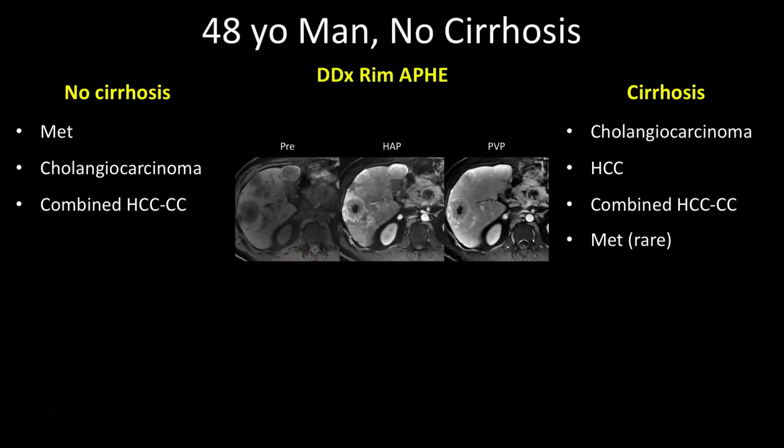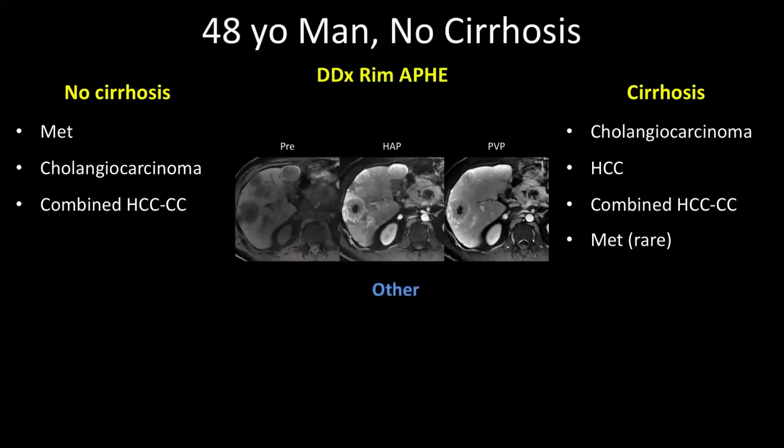And why is that? Well, first of all, rim enhancement is an unusual appearance for HCC, and HCC is an unusual cancer in patients without cirrhosis. So if I see rim enhancement in someone without cirrhosis, I don't consider HCC because it would be an unusual manifestation of a tumor that is rare in that particular patient context.